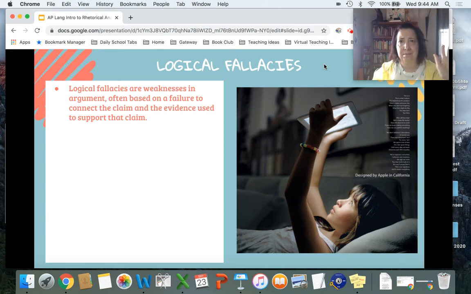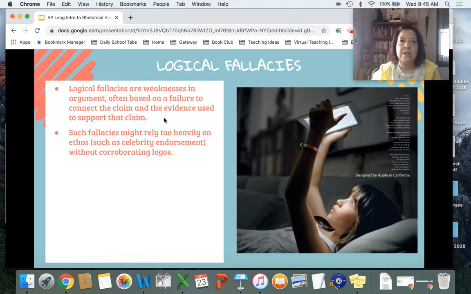That's logical fallacy. It doesn't mean you shouldn't buy those things. Trust me, I'm a shopper. It's okay. But it's still not about logic. It's about something else, right? So often advertisements make a claim that this is something you need, but there really isn't a whole lot of evidence to support it. So they might rely too heavily on ethos, such as a celebrity endorsement.